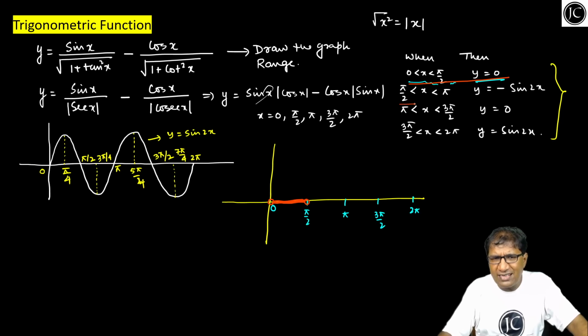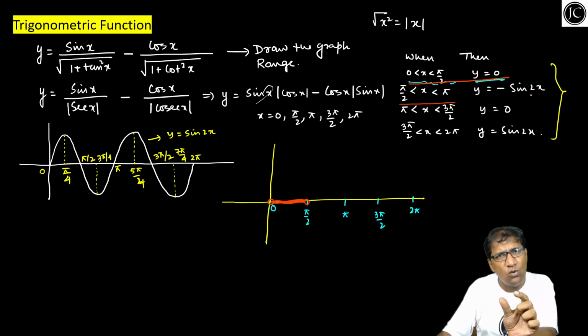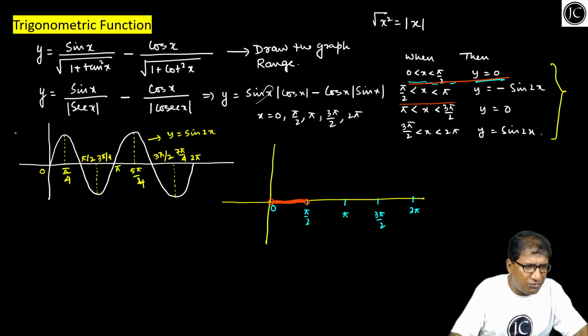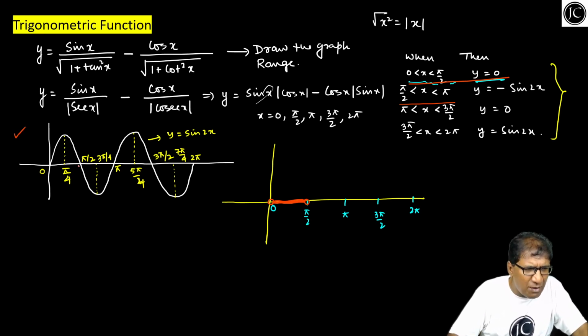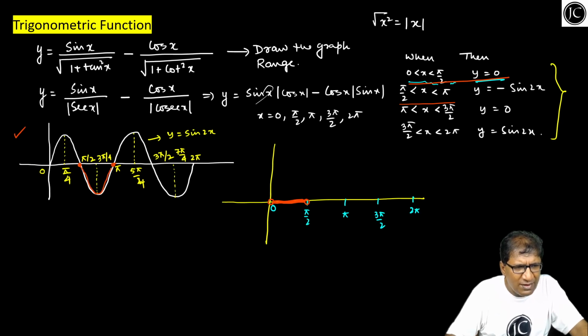Now, when x is lying from pi by 2 to pi, y equals minus of sin 2x. Now, what about sin 2x between the range pi by 2 and pi? See this graph. Refer to this graph. Pi by 2 to pi. When x is lying from pi by 2 to pi, this is my pi by 2 and this is my pi. So, your sin 2x is this portion, isn't it so? This is your sin 2x.